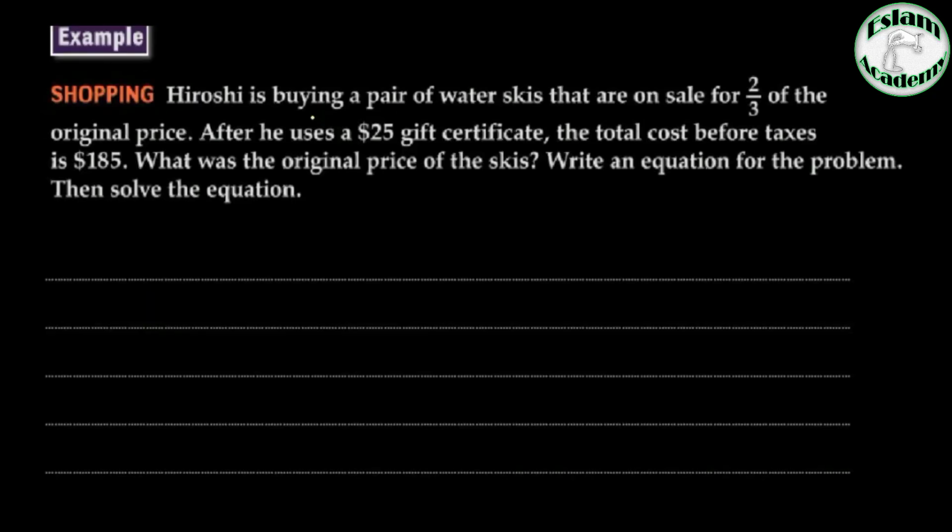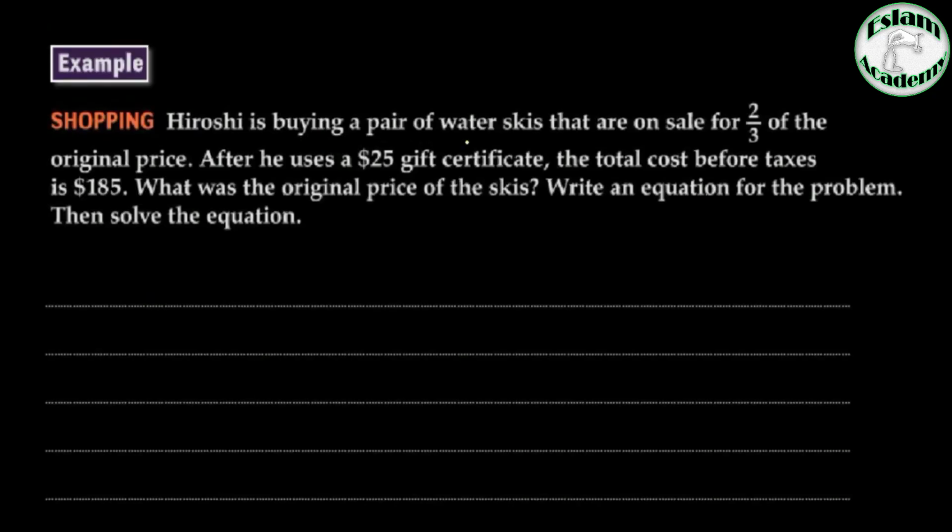And now with the problem solving. Hiroshi is buying a pair of water skis that are on sale for 2 over 3 of the original price. Now we don't know the original price. The original price is a variable. So it will be 2 over 3 times the original price. Let the original price be P or X or any variable.